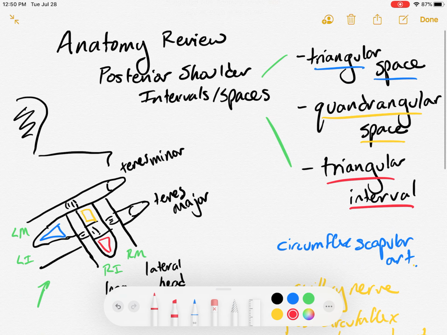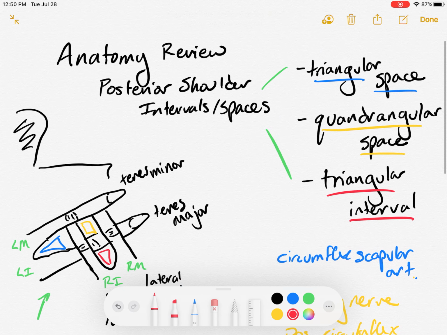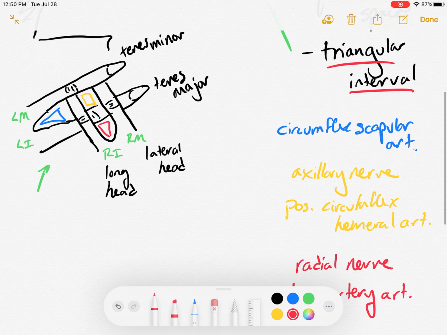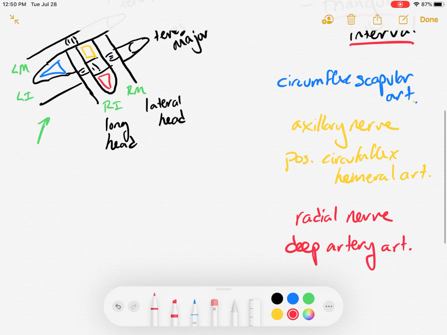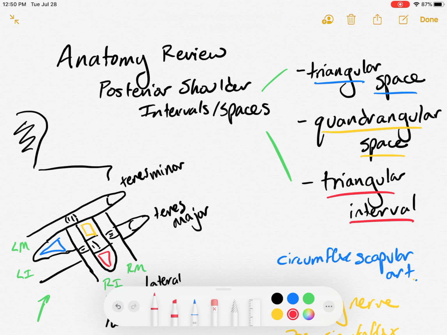I hope it's nifty to remember the borders in these three different spaces then. Yeah, and any feedback you have on this format and how it worked as an educational format would be appreciated.